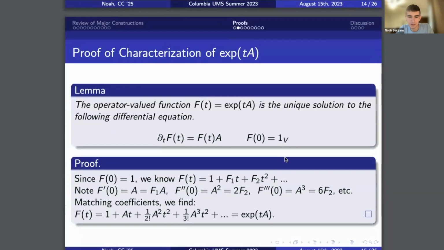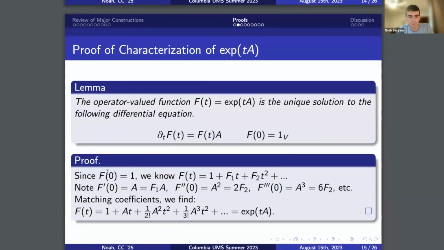The way you prove this is not too hard. You have f of 0 equal to 1. Therefore, f of t is going to be 1 plus a bunch of other terms that have t attached to them. That makes sense, because if I evaluate at 0, all the t terms die. If I differentiate it once and then evaluate at 0, I get a because of this. So f prime of 0 is f of 0 times a, which is f1 times a.